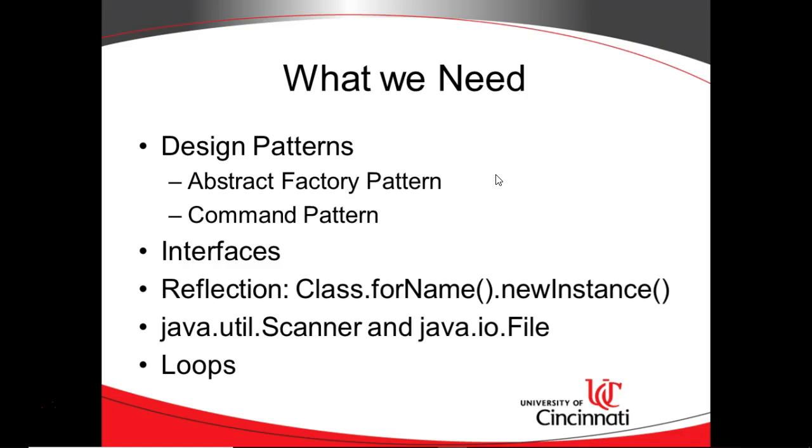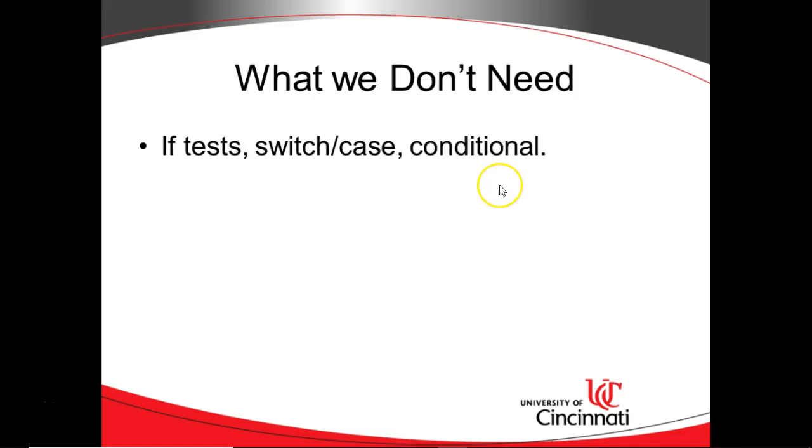So reflection we've seen before, Java util Scanner and File we saw when we were opening a file. Loops we've definitely seen many times. Interfaces we've seen just recently. So what we're doing with the design patterns is we're just seeing how to apply these different resources and make use of them. What we don't need, we know we don't need an if test, a switch statement, or a conditional.